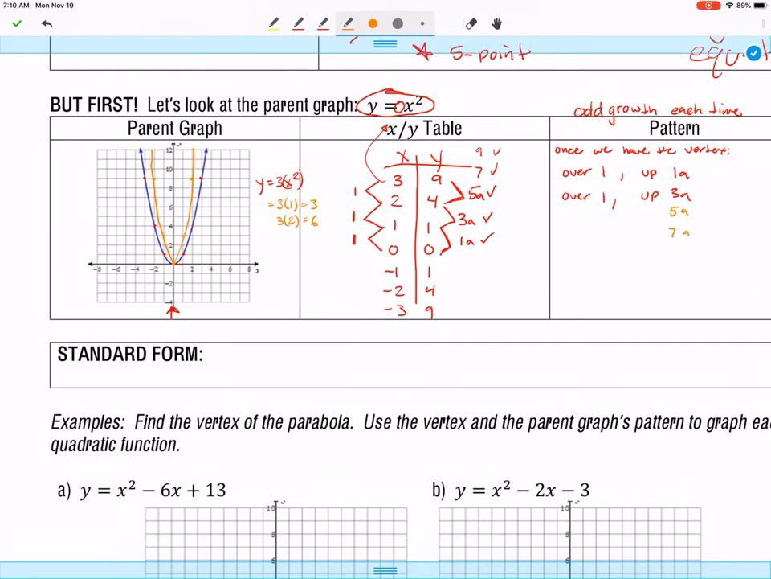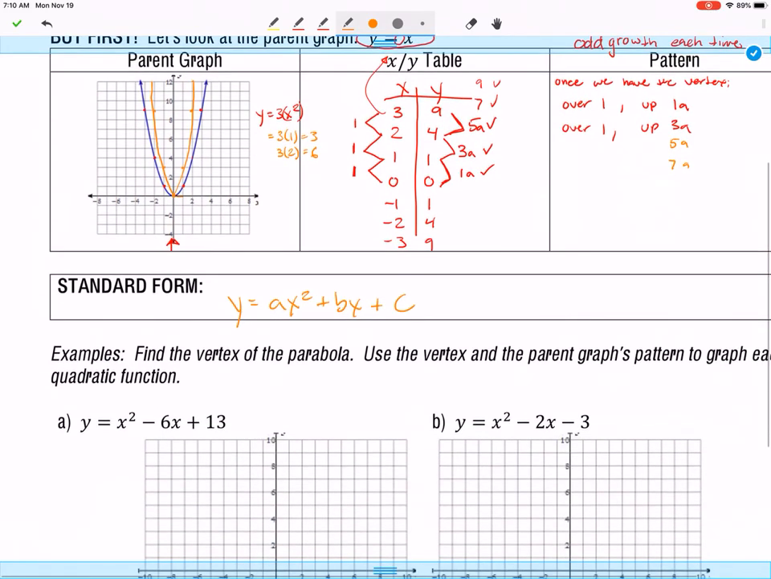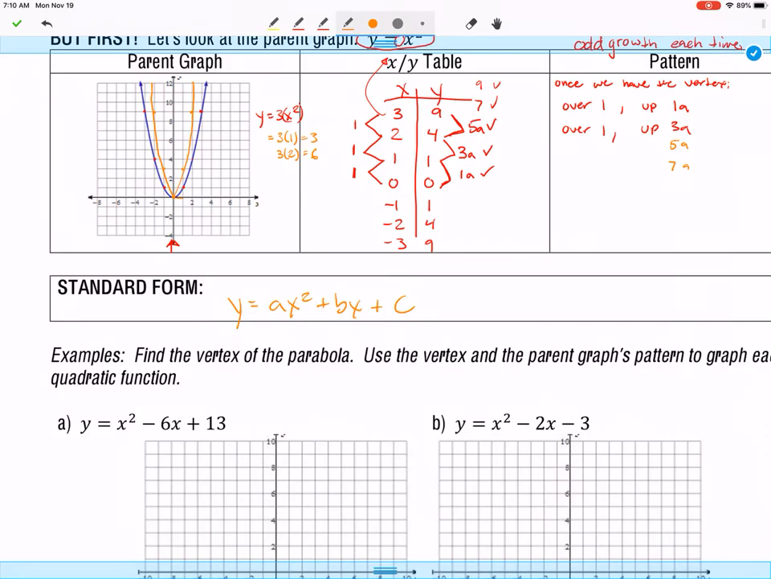Make sure we're doing standard form. Remember, standard form is y equals ax squared plus bx plus c. We'll need to make sure we have it in standard form when we do our vertex. Okay, I'm trying to see if there's anything else I'm missing.